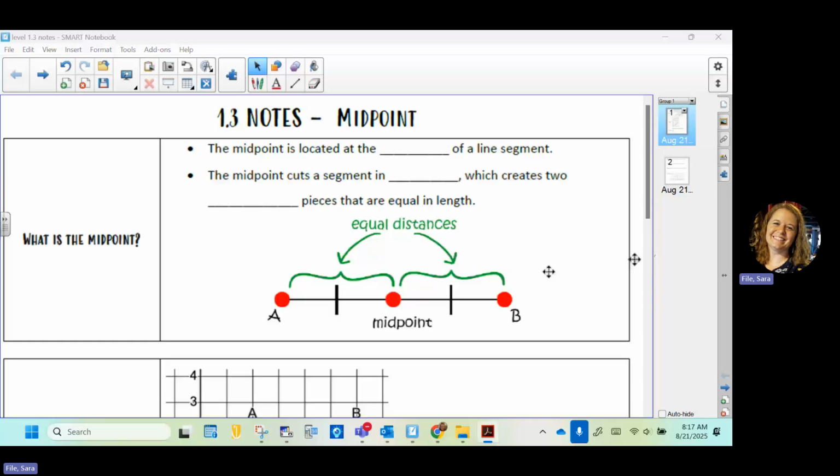Section 1.3. Okay, so first of all, we need to understand what a midpoint is. We're just going to loosely define it here by filling in these blanks.